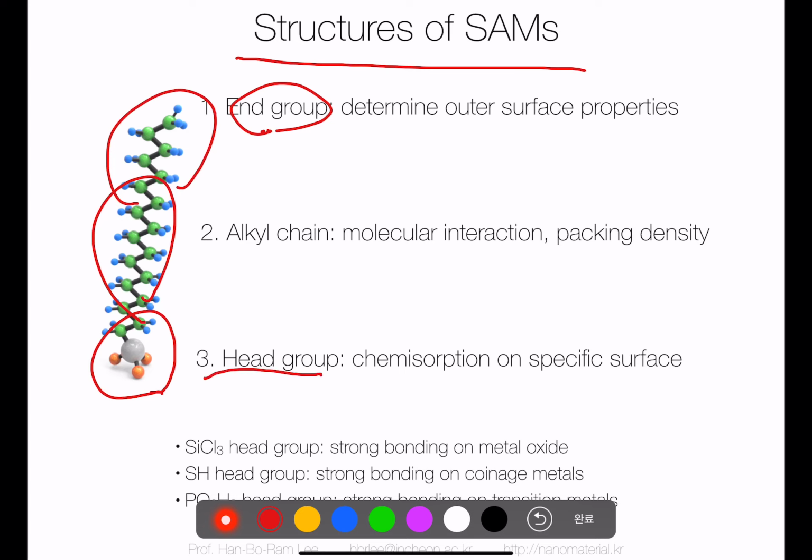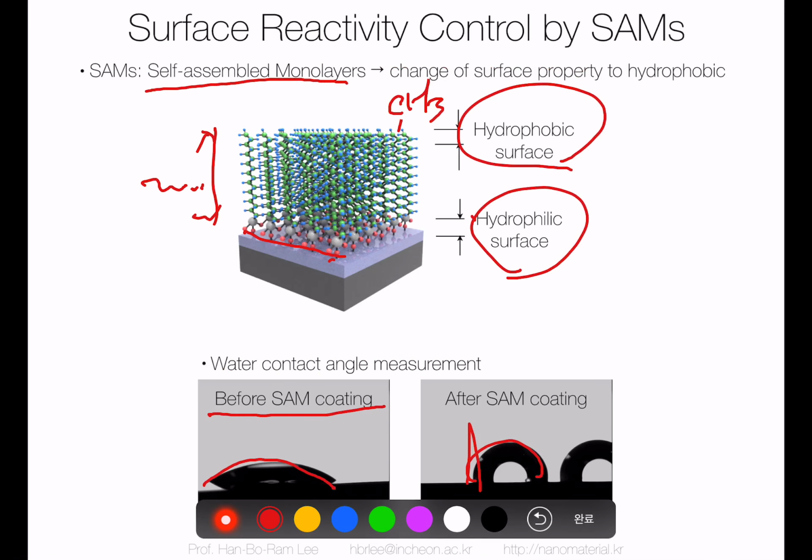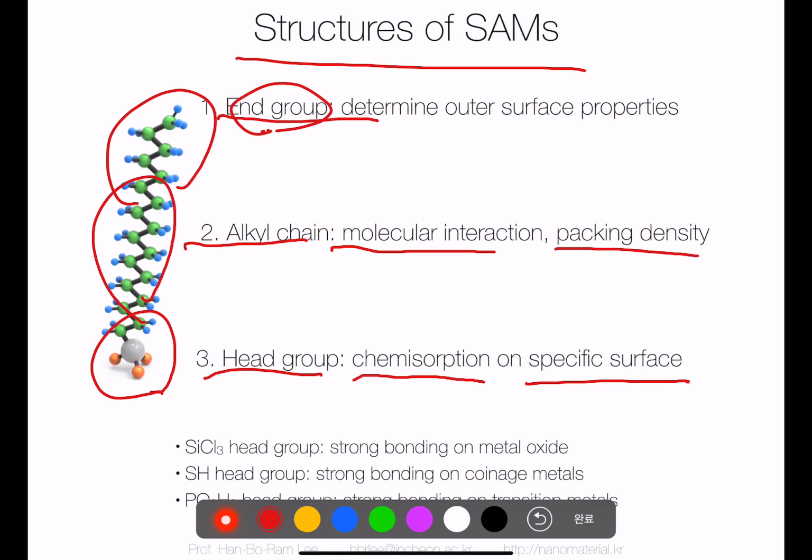The head group is important, as it determines the chemistry on the specific surface. The alkyl chain is important for the molecular interaction and packing density. If you form a lot of long SAM molecules, the interaction between the alkyl chains is very important, because this interaction affects the blocking property. The precursor cannot penetrate inside the SAM-coated area because this interaction is very strong. The end group is also important, as it determines the outer surface property.